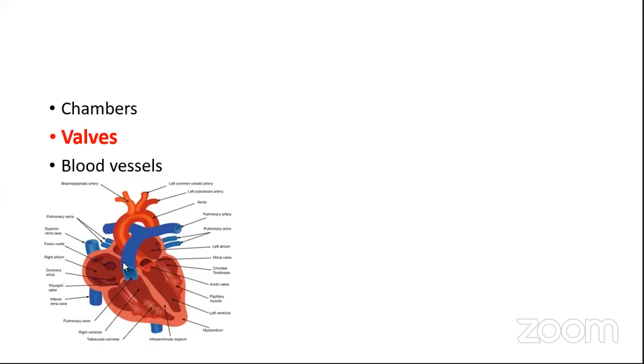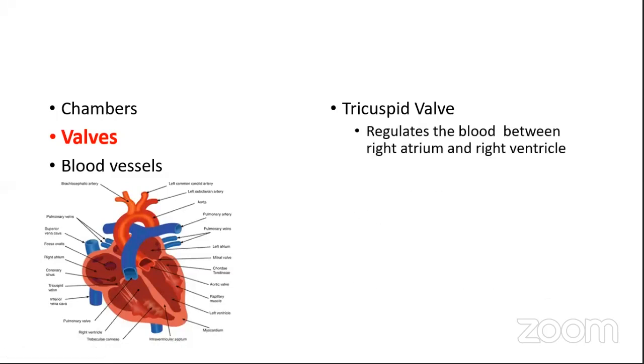So here the valves. Remember, this is the right atrium and this is the left atrium. You can mark in this picture if you are writing, or if you draw the picture, you can mark this as the right atrium and this as the right ventricle. Between these, there is one valve here. That valve is the tricuspid valve. This valve is between the right atrium and the right ventricle. It regulates the blood between the right atrium and the right ventricle.